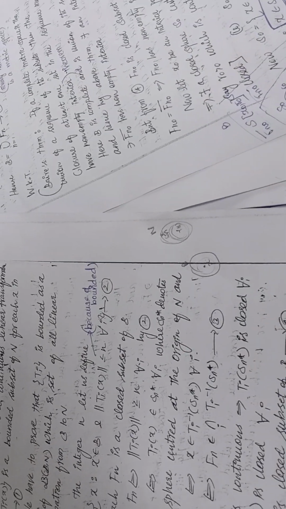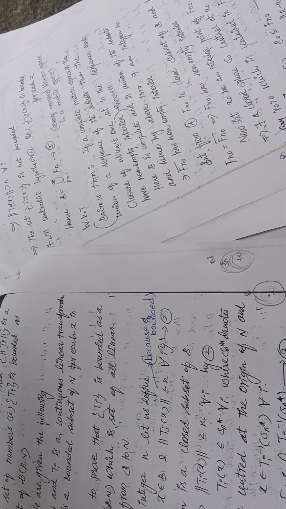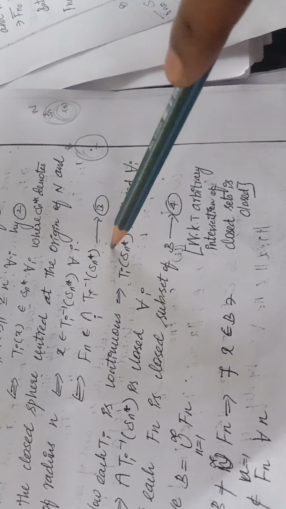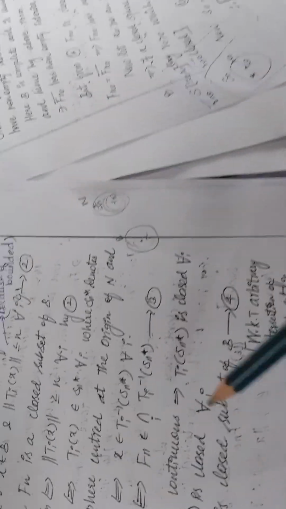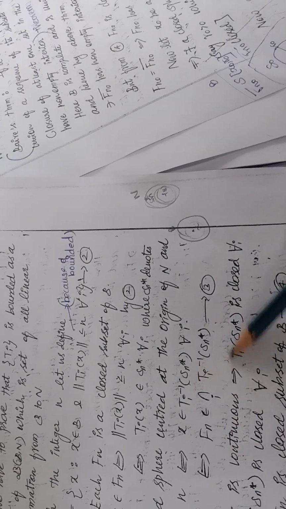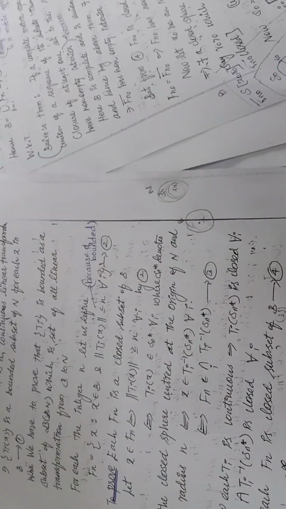If Ti is continuous and Sn* is closed, then Ti inverse of Sn* is also closed. We know that Ti is continuous. So Sn* is itself a closed sphere, and its inverse image is also closed. So the intersection of all the inverse images is also closed for all i. So Fn is a closed subset of B. We have proven that Fn is a closed subset of B.